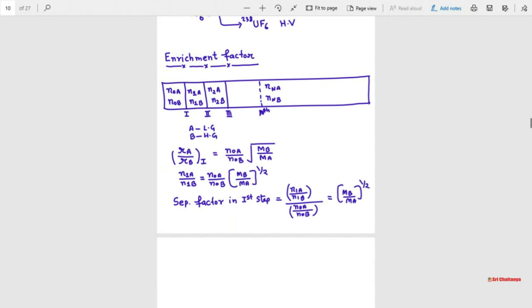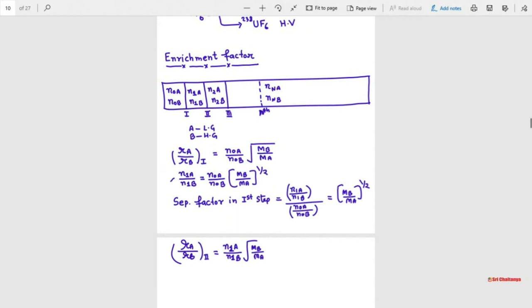Same way, if I write what is the rate of diffusion of gas A upon rate of diffusion of gas B in the second step. For the second step, I should write, because the gas is moving from the second container to the third container, this is equal to N2A upon N2B, molar mass of B upon molar mass of A. And already we know, sorry, this will be N1A, because the gas is moving from the first container into the second container, and this will be N1B. And already we know from here what N1A and N1B are.